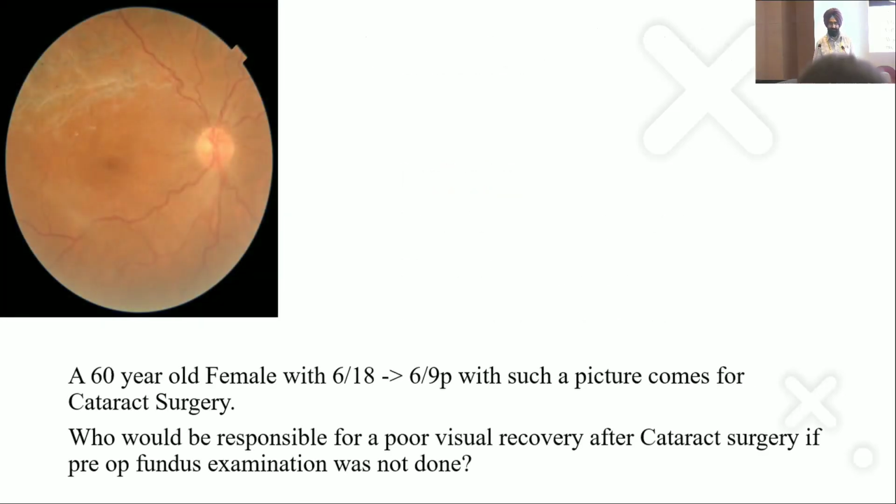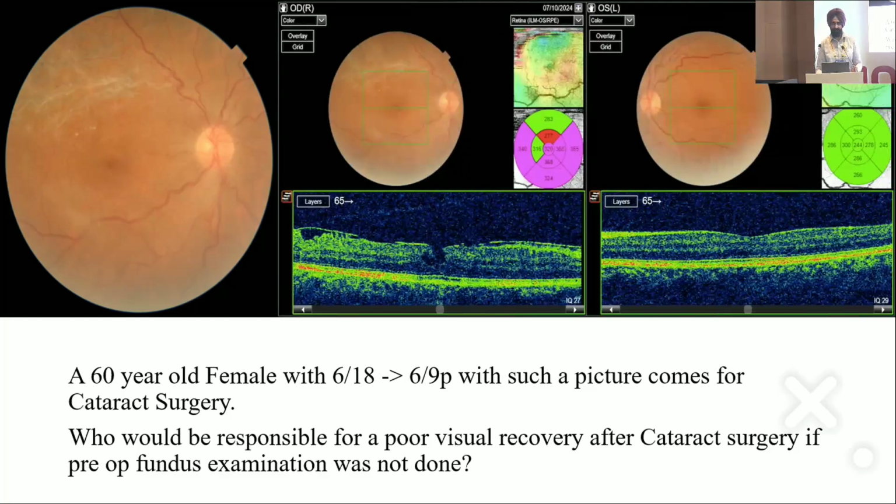So let's come to some examples. A 60-year-old female came to us with a vision of 6/18. On pinhole, she improved to 6/9 partial. Had fundus not been examined, had OCT not been done, who would be responsible for the poor visual recovery after cataract surgery? She basically had a lasered BRVO with an ERM with a lamellar macular hole. She was given an option of combined surgery versus cataract and observation. She chose only cataract surgery. We observed the ERM for now.